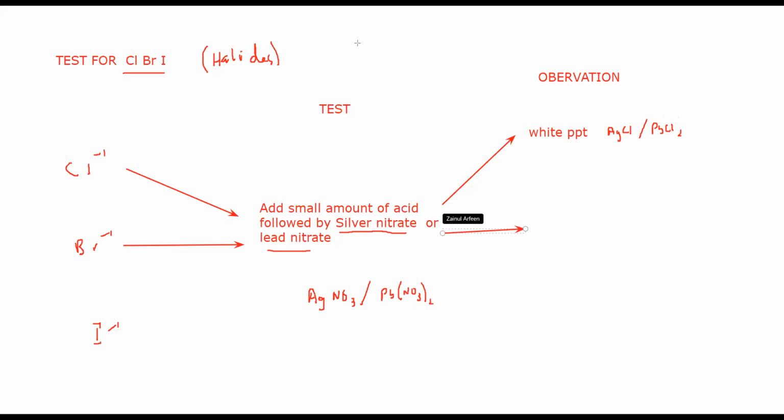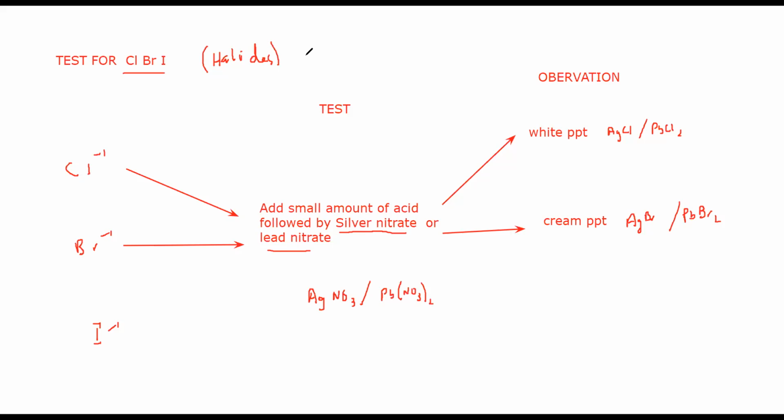If bromide ion is there, then what is the observation? You will observe a cream colored precipitate. If you add silver nitrate, the cream precipitate is silver bromide. If you add lead nitrate, it is lead 2 bromide. So after a small amount of acid, we add silver nitrate, and these are the observations.